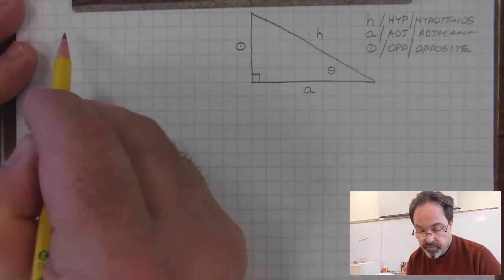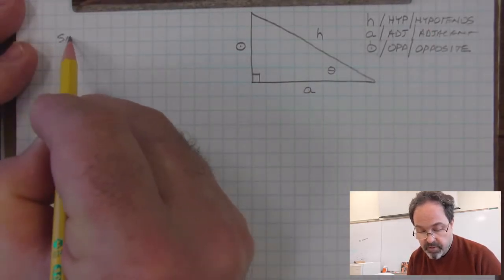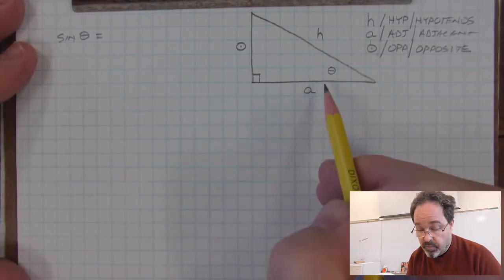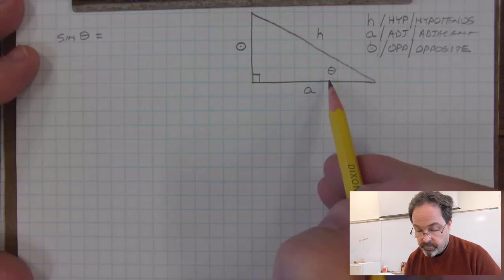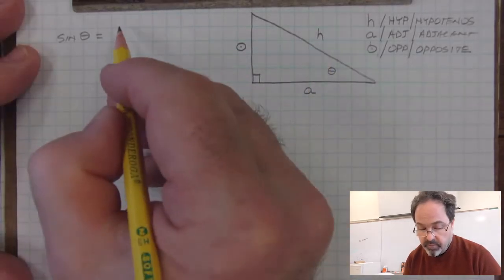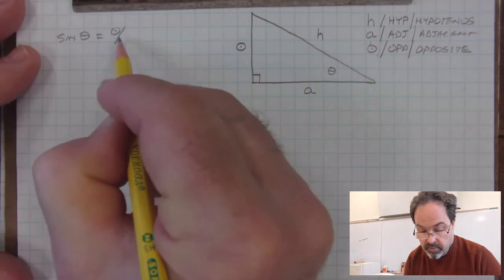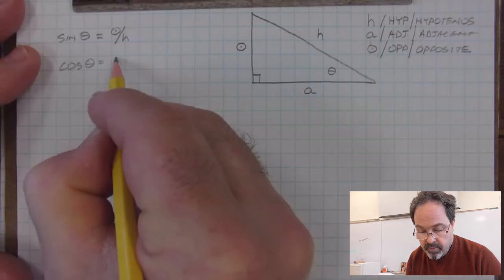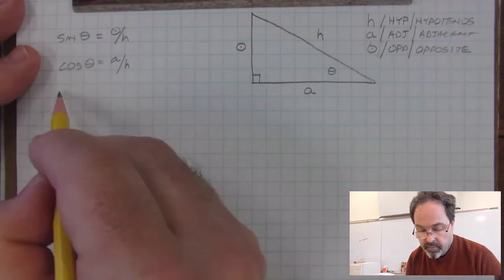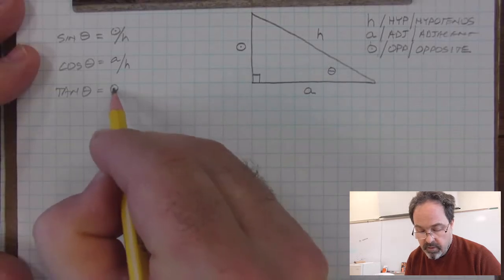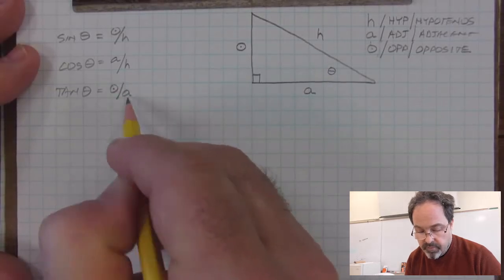The fundamental trig ratios are sine, cosine, and tangent. So the sine of this angle is equal to a ratio of the sides. Sine is opposite over hypotenuse, O over H. Cosine is adjacent over hypotenuse, and tangent is opposite over adjacent.